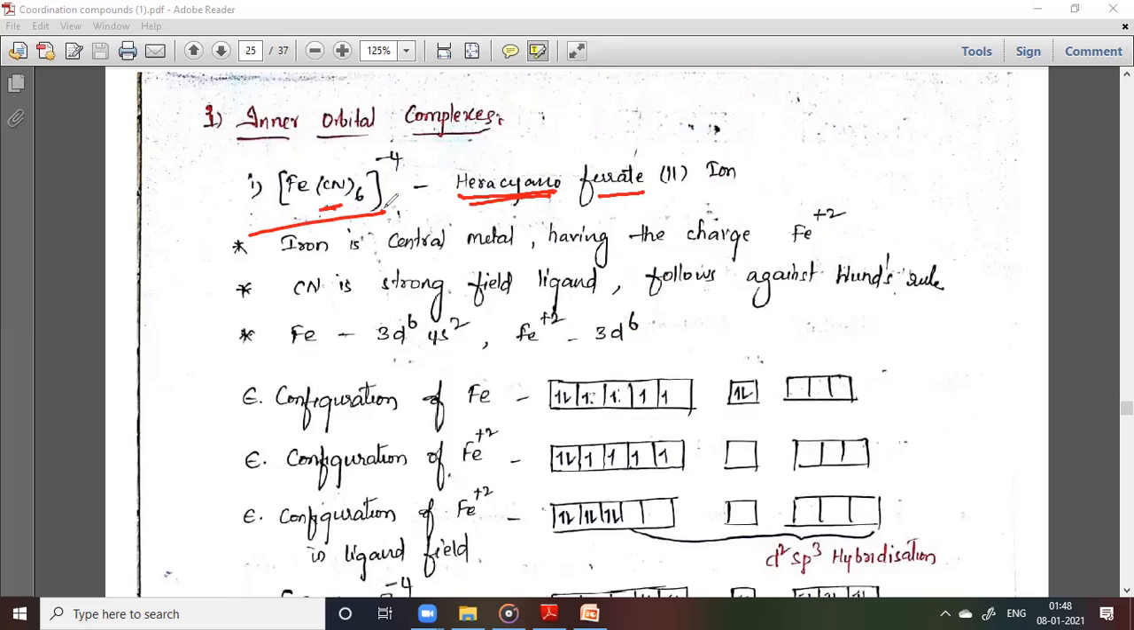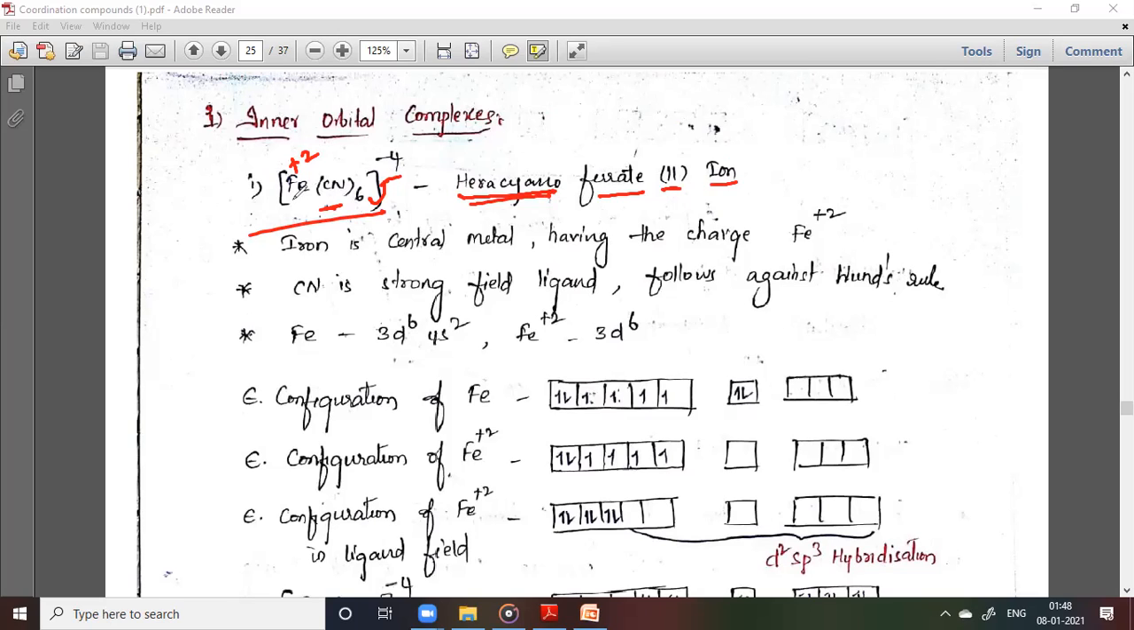Hexacyanoferrate, because it is an anionic complex, is a ferrate(II) ion. You can easily calculate like this: 6 minus 4, you will get plus 2. The charge of the metal is plus 2 here. So, hexacyanoferrate(II) ion.